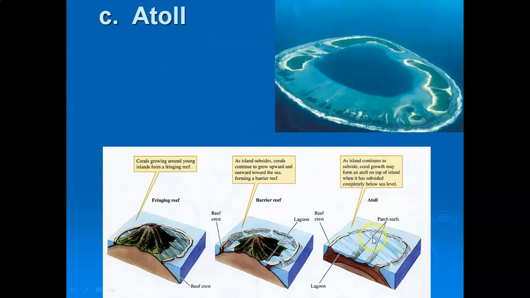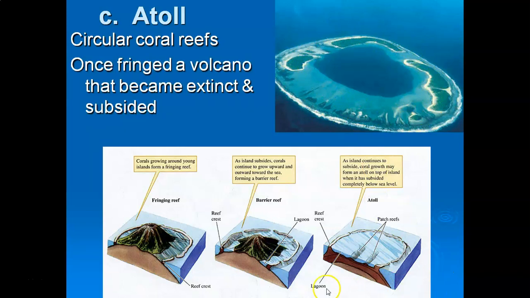The third type is called a coral atoll, and these are circular coral reefs. In this scenario, the coral had built on up, but the volcano has been extinct for a long period of time and has totally subsided into the ocean, eroded away. And so what was once a fringing reef, a barrier reef, is now turned into a circular coral reef.